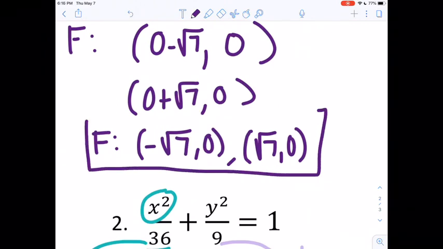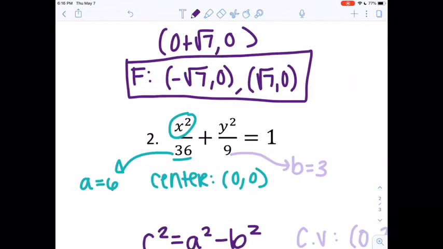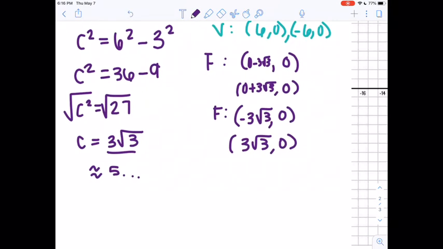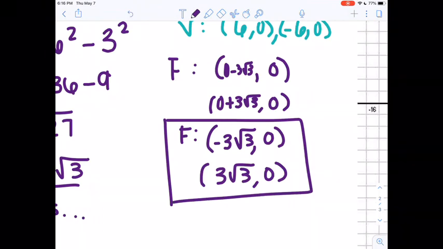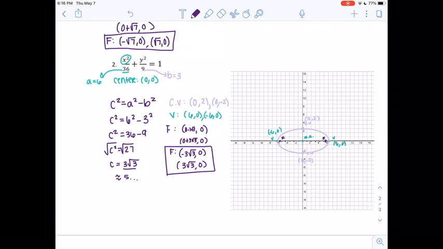Now, am I going to be a big stickler on you labeling your foci? No. But next year, when you get into conic sections, you will have to be able to label these. So it's just good practice to try to identify the actual location of your foci. But you do definitely need to at least graph them if you can't label where they're located.